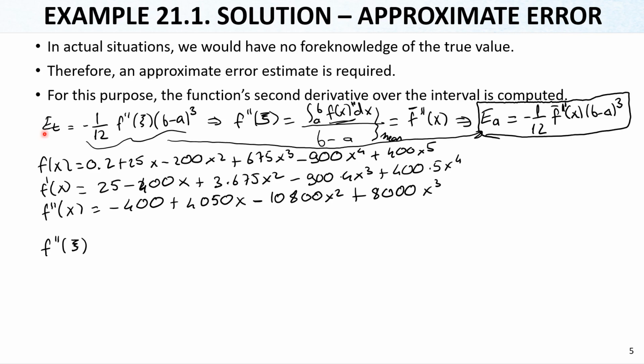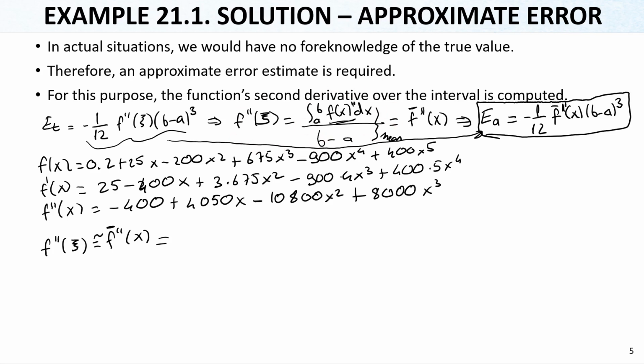Basically, we are not able to calculate this. Instead, we will calculate this one. And for that, we need to calculate this, which is this actually. So this one is equivalent to approximately the mean value of x in the second derivative. And this is calculated by this formulation.